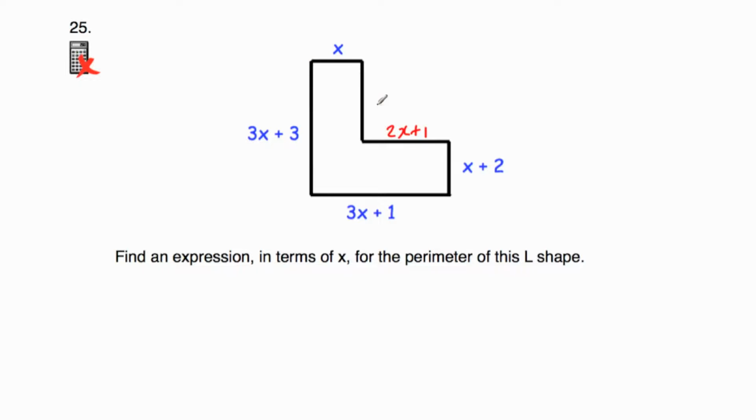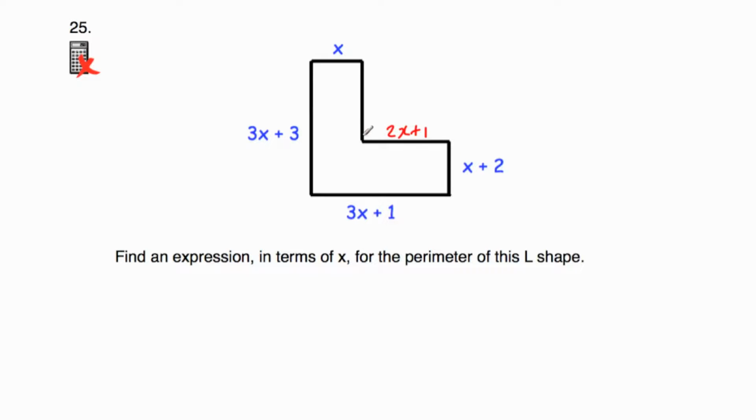If we had x plus 2x plus 1, that would be equal to 3x plus 1. So that's right, this is the horizontal length here, 2x plus 1. Now in terms of this vertical length, the whole height of the shape is 3x plus 3, and this vertical length here is x plus 2.